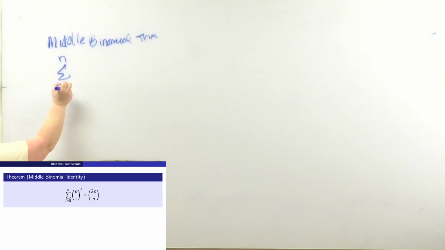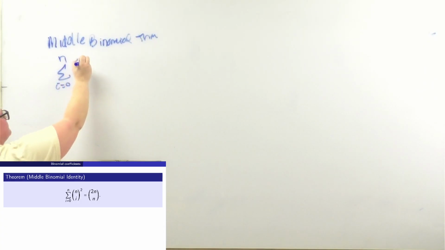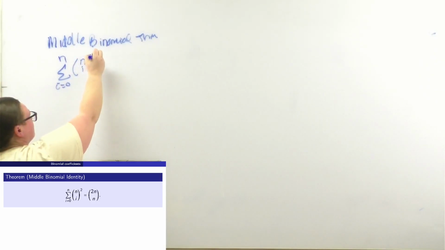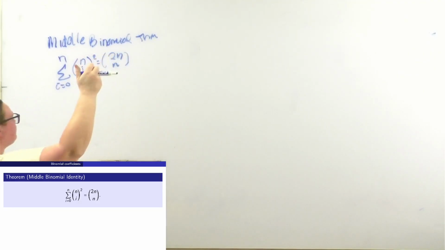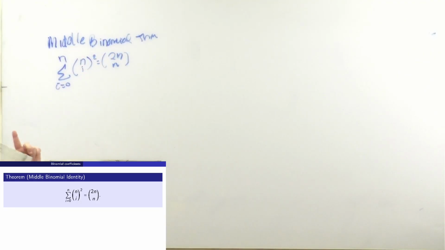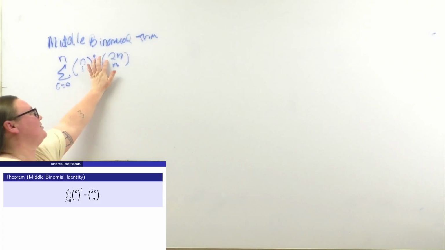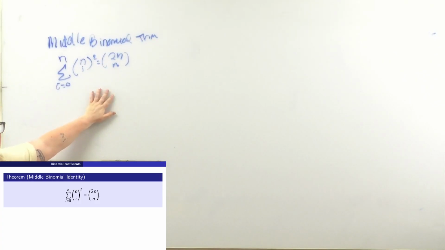Okay, so this is going to say, I'll just write it first. On the left-hand side, we have the sum of n choose i squared, running from i equals 0 to n. And on the right-hand side, we have 2n choose n, and somehow we have to show that these are equal to each other. Any wild ideas?